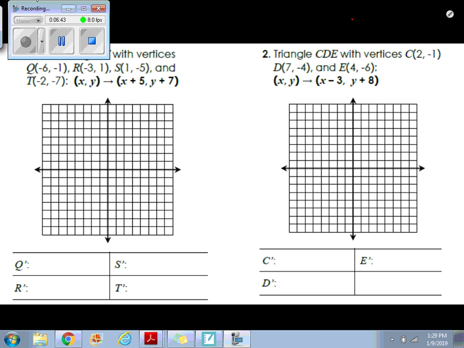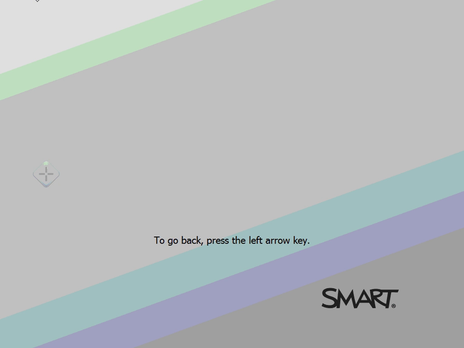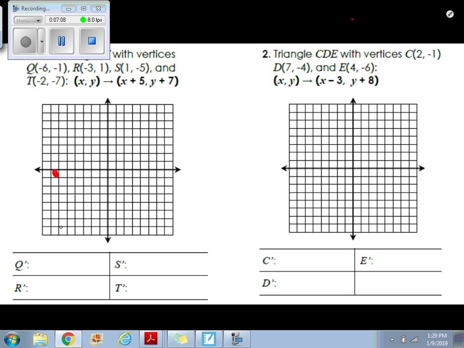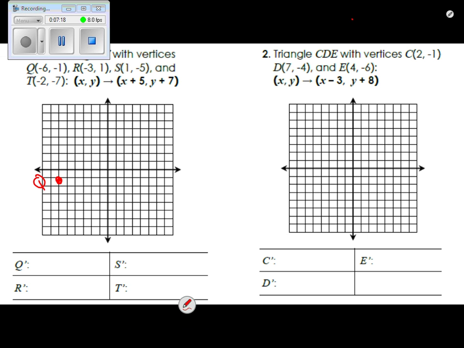So first, I need to draw the rectangle, and then I'm going to translate it. So my first rectangle is Q. 1, 2, 3, 4, 5, 6, down 1. Let's try that point again. All right. 1, 2, 3, 4, 5, 6, down 1, and label it Q. And then my next one is -3. 1, 2, 3, up 1. That's R. And then S is 1, -5. And T is -2, -7. All right, and then connect your points. There's your rectangle.